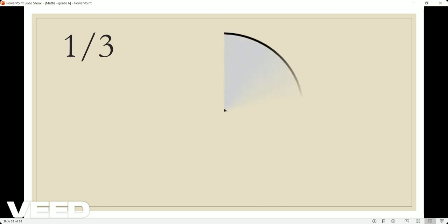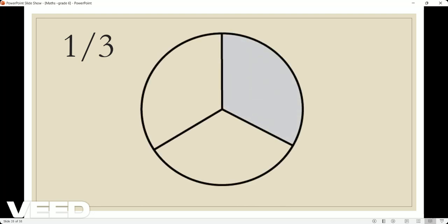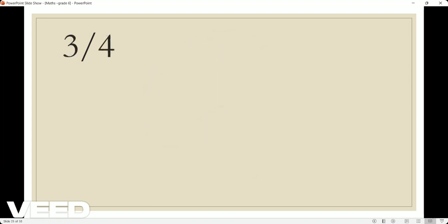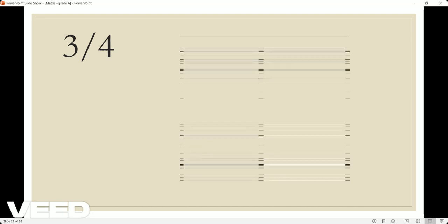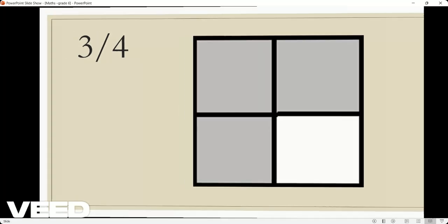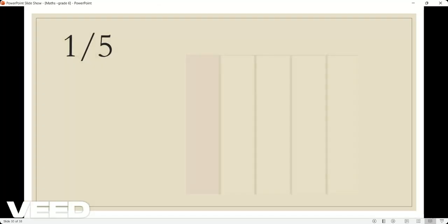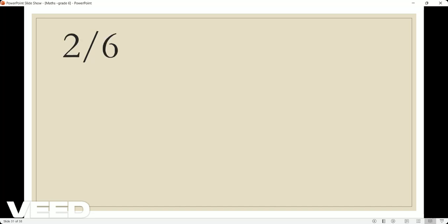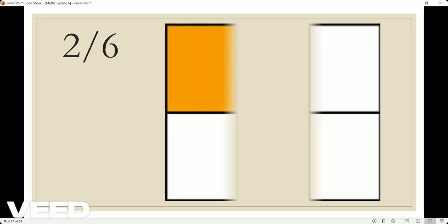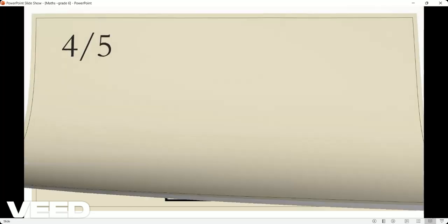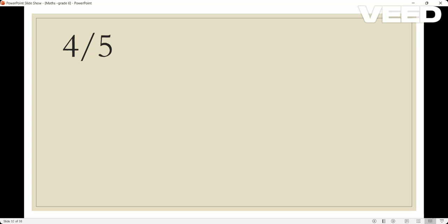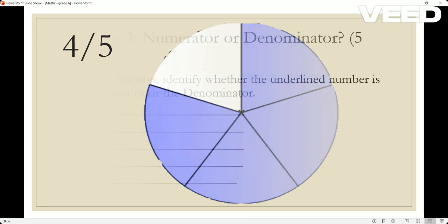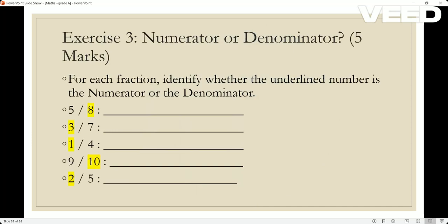In 1/3, you have to shade it this way. In 3/4, you have to shade it this way. In 1/5, you have to shade it this way. In 2/6, you have to shade it this way. In 4/5, you have to shade it this way. So I hope you have understood that part. It is an easy one. We only have to shade that part.